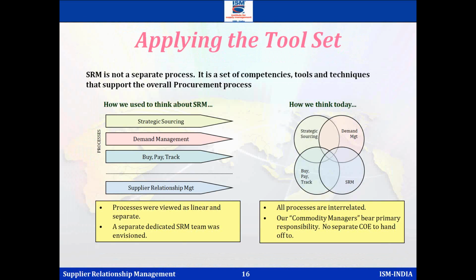If I go traditionally, here you can see the processes of strategic sourcing, demand management, buy, pay. This was taken as independent tools. Oh, I'm specializing on this. I'm specializing on demand management. I'm doing this, pay and track and all these things. I'm specializing on supplier relationship management. They were all independent, standalone processes. But today we think of them as interrelated processes, because you can't do SRM without going to the strategic level. So they're all connected in one way.